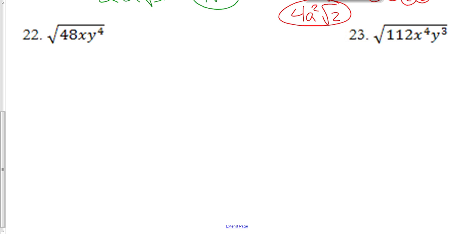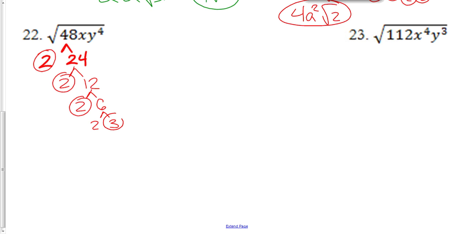Down to 22 here. 48 is 2 and 24. 24 is 2 and 12. 12 is 2 and 6. 6 is 2 and 3.